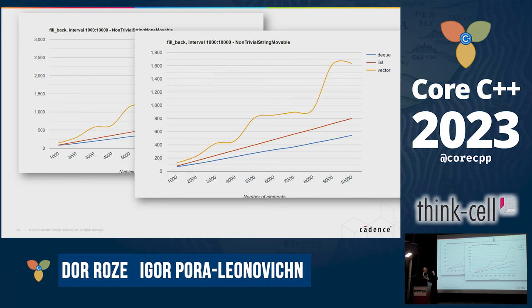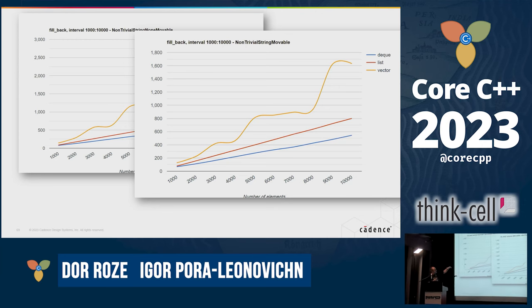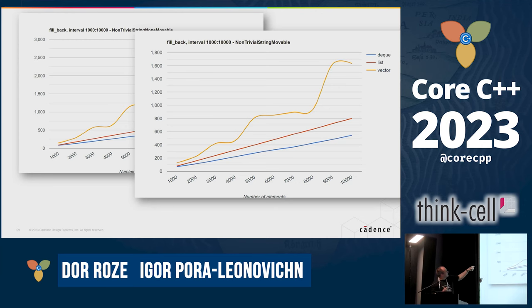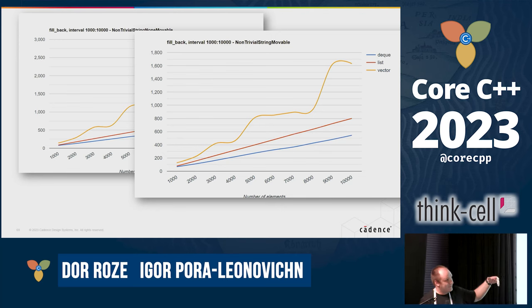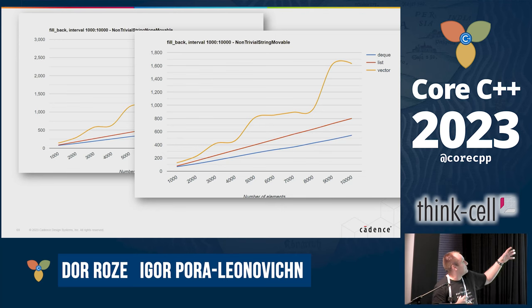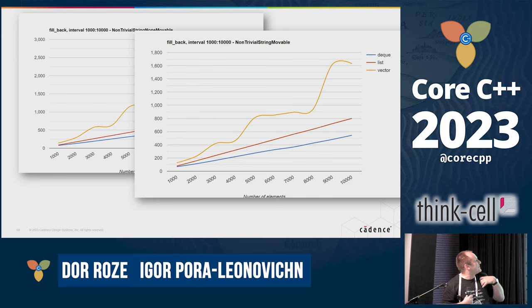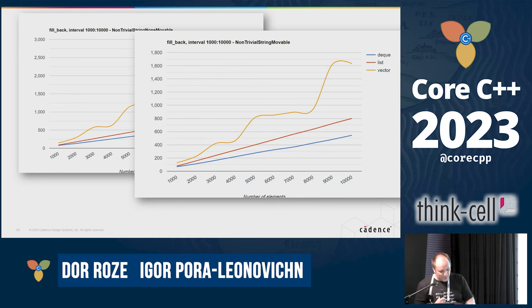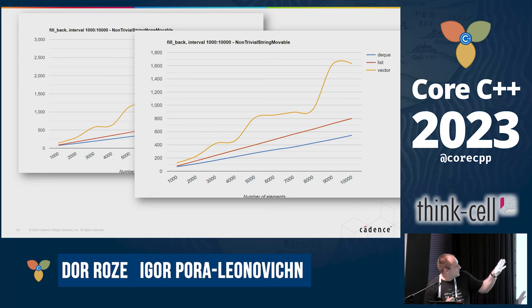But we were expecting much more, because the string that we used was very large. It was large enough to avoid small string optimization. So we were expecting that with move we would save much more copy of data operations. I was expecting much better performance. So what's the issue here? Why is performance not as good as we expected? Because it's only twice as fast.